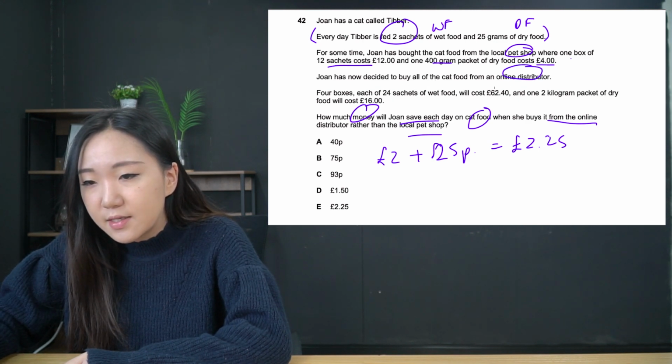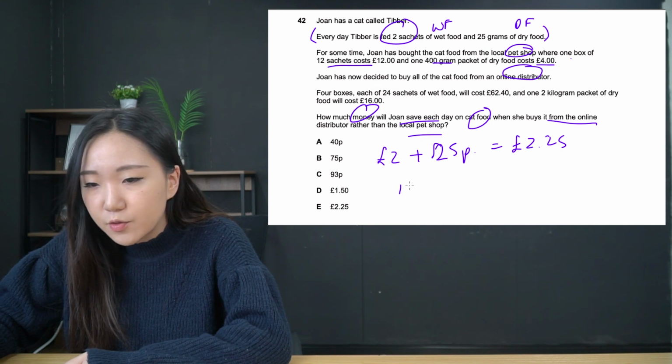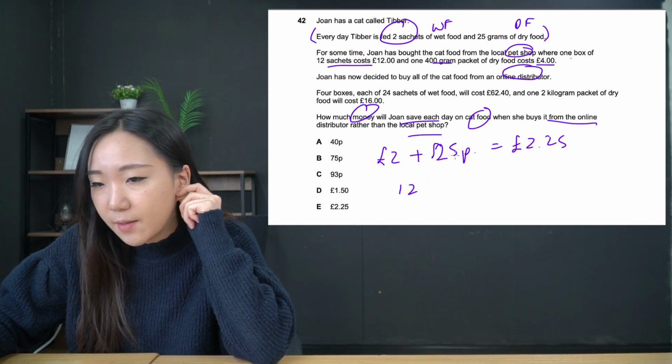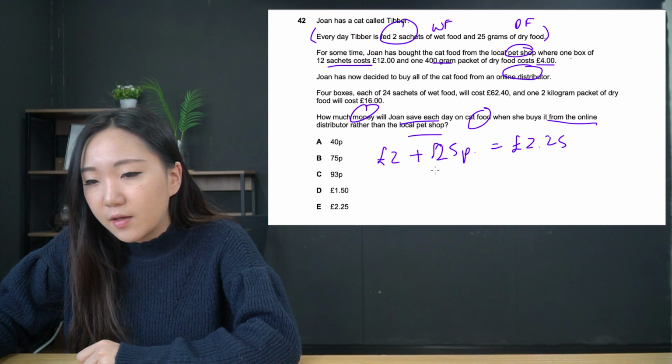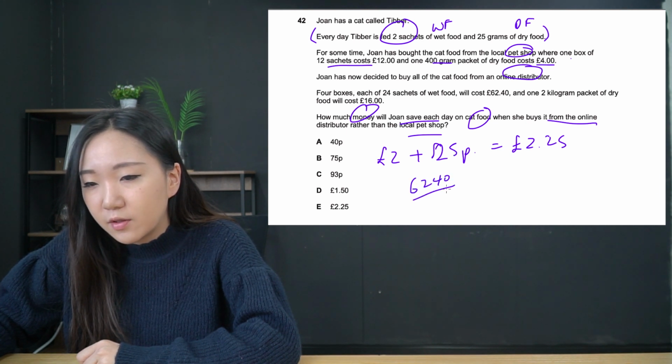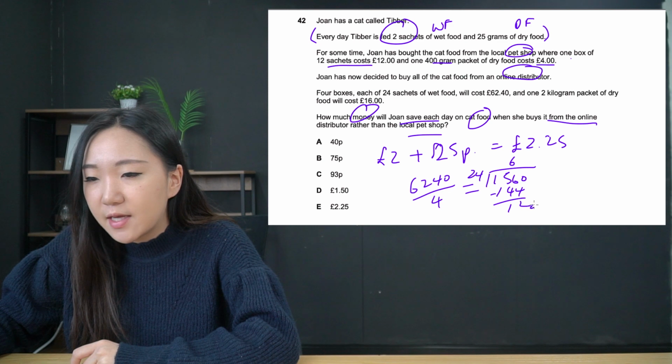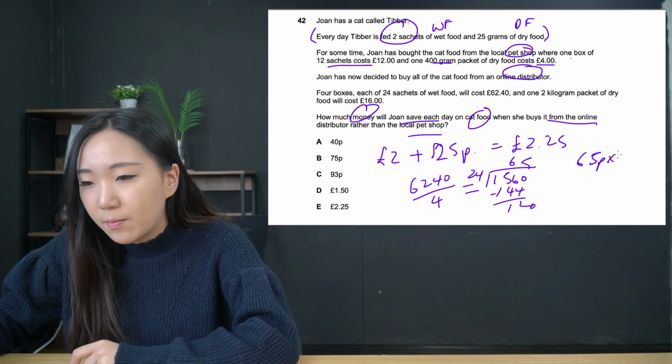So that means, sorry, I'm just trying to calculate. Okay, so £62.40 is for 4 boxes. If we divide that by 4, first of all, we get £15.60, and then we divide that by 24. That should give us 65 pence per sachet, times 2 because we need 2 of them, £1.30.